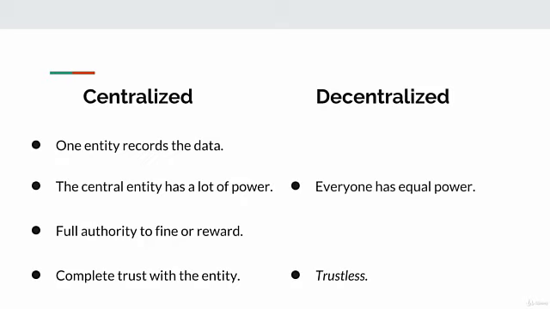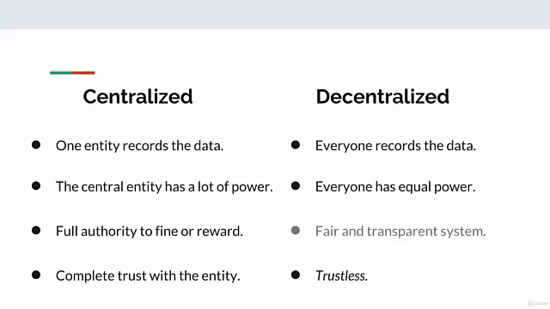Everyone has equal power and access to the history of transactions in the decentralized model. And furthermore, everyone has the responsibility of recording these transactions. So the system is fair and transparent, and the record of transactions is not kept behind closed doors. You don't trust one organization to manage the data. Rather, you trust the system itself, since you don't have to trust anyone.